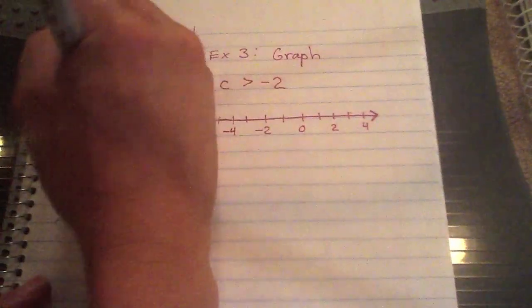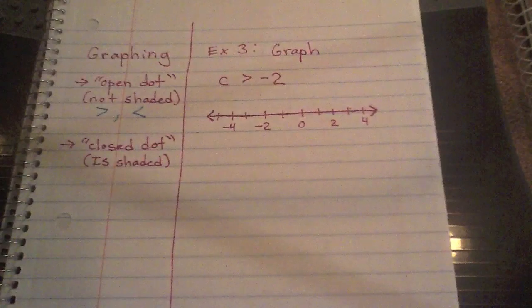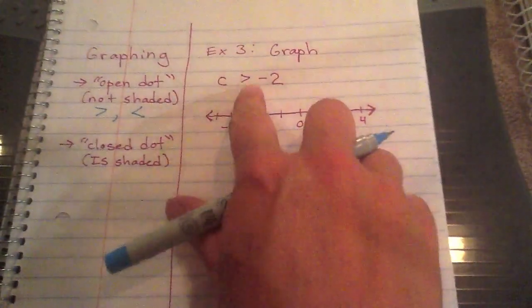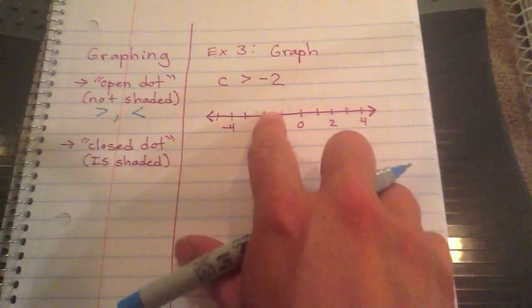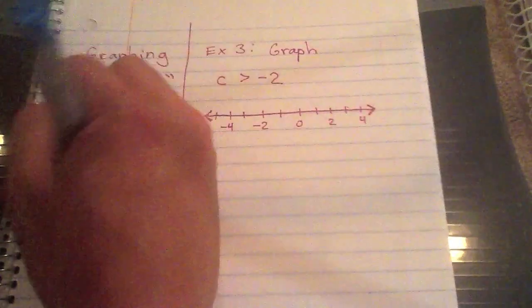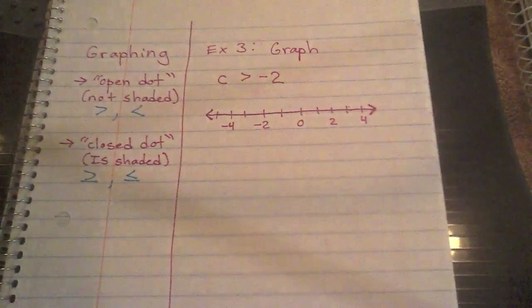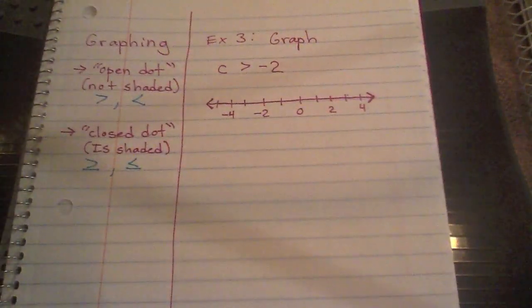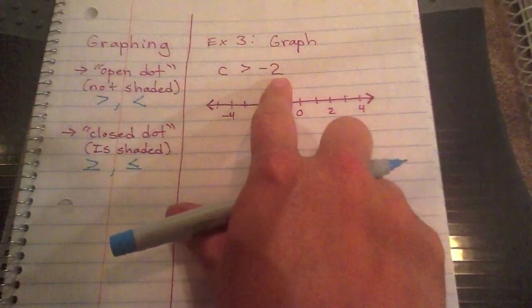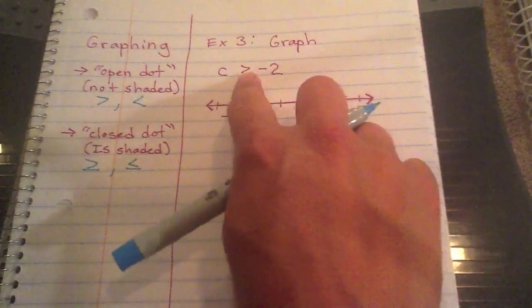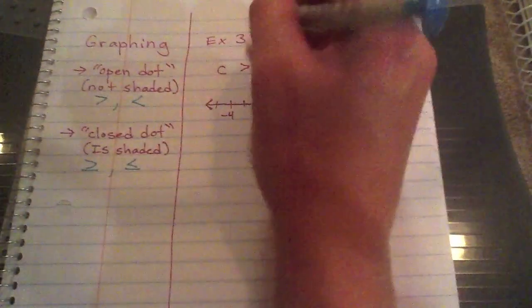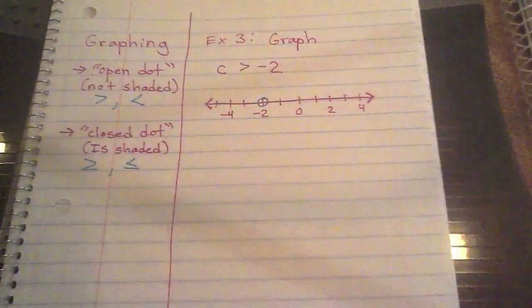So any greater than or less than signs are always an open dot. Where if it was or equal to, it would be a closed dot. It would be shaded. It would be part of your answers. So these are the less than or equal to and the greater than or equal to's. So when you go to graph these, you're going to put either an open or a closed dot at the number you're starting on. So I'm starting on negative 2. It's not an or equal to, so it's an open dot. So I put an open dot right on negative 2.